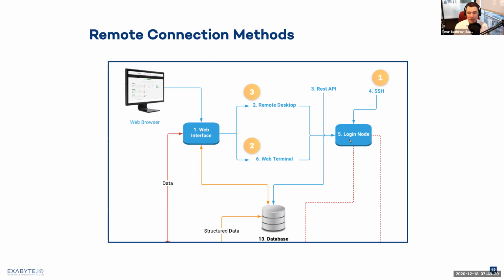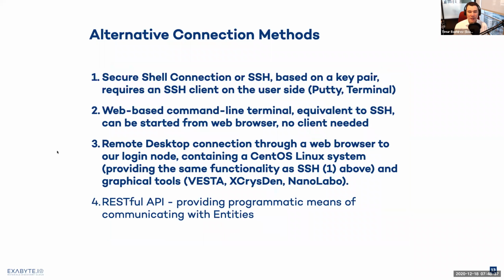And then through the web interface, we can get through to the login node. That's the secure shell-based connected endpoint, and we can use remote desktop and the web terminal to connect to the login node as well. And those three represent the alternative connection methods that we can utilize to bypass the web interface. We can also use the RESTful API, but we will not speak about the RESTful API in today's session.